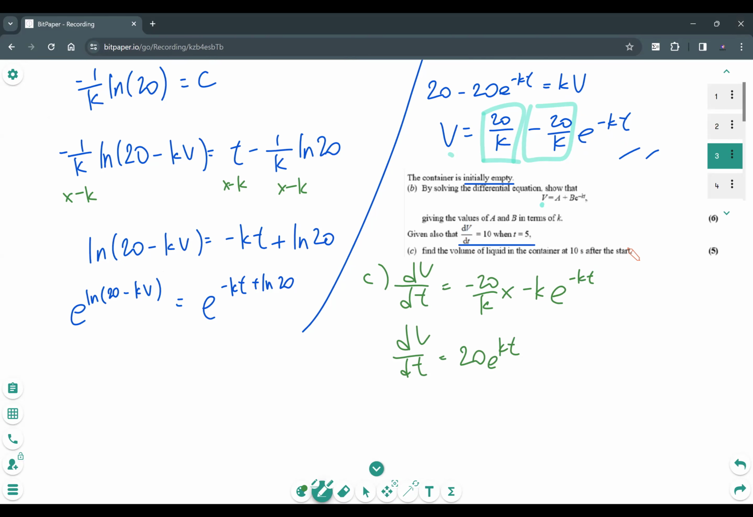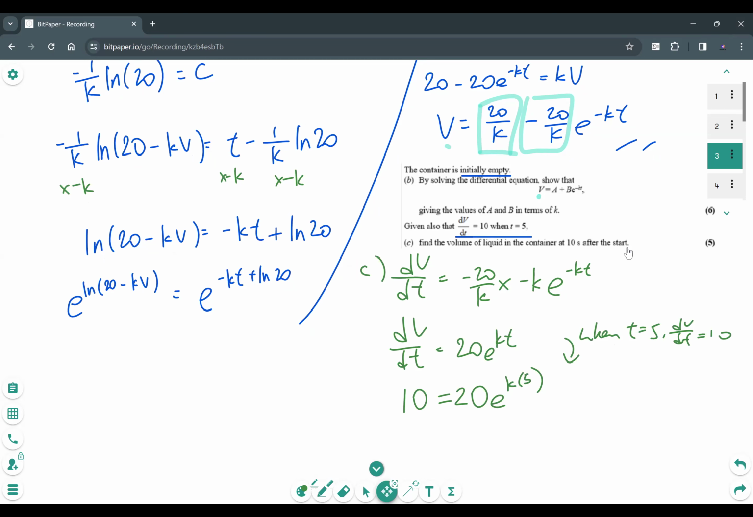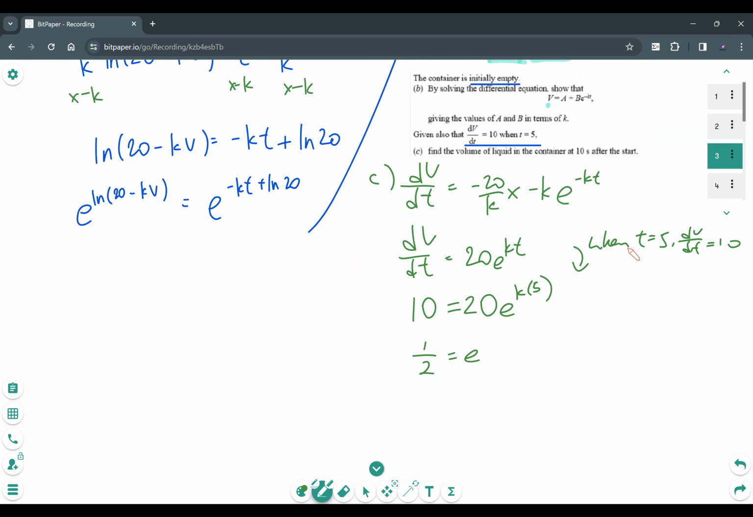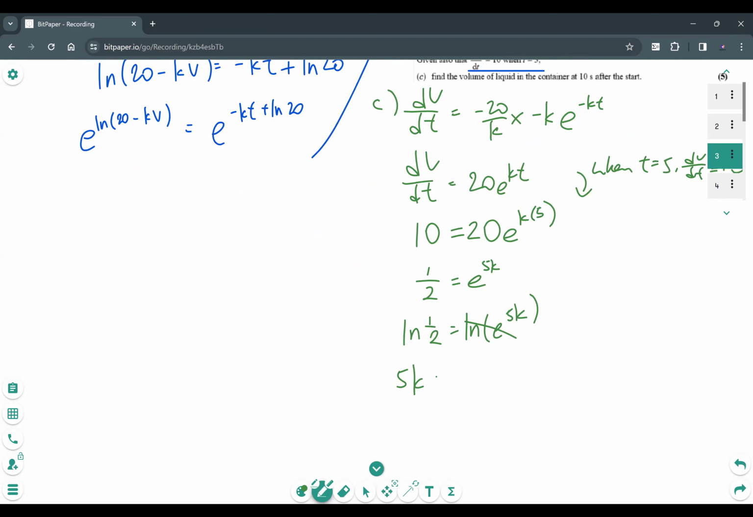Now you're told when dV/dt equals 10, t is 5. So 10 equals 20 e to the power of k times 5. So in here, when t equals 5, dV/dt equals 10, you're given that. I can divide by 20, it becomes a half, so a half equals e to the power of 5k. To find k, ln on both sides, so ln a half equals ln e to the power of 5k. ln e cancels out, so 5k equals ln a half, divided by 5, so k equals a fifth ln a half. It's quite ugly, yes I know, but it is what it is. So we finally got the value of k.